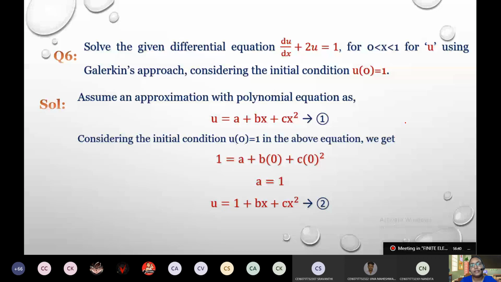So there were 3 coefficients earlier, 3 arbitrary constants. Out of that, taking initial condition, we have already got one arbitrary constant. That is a value we have already got. So to reach the solution of u, we need 2 other unknowns. That is b and c.